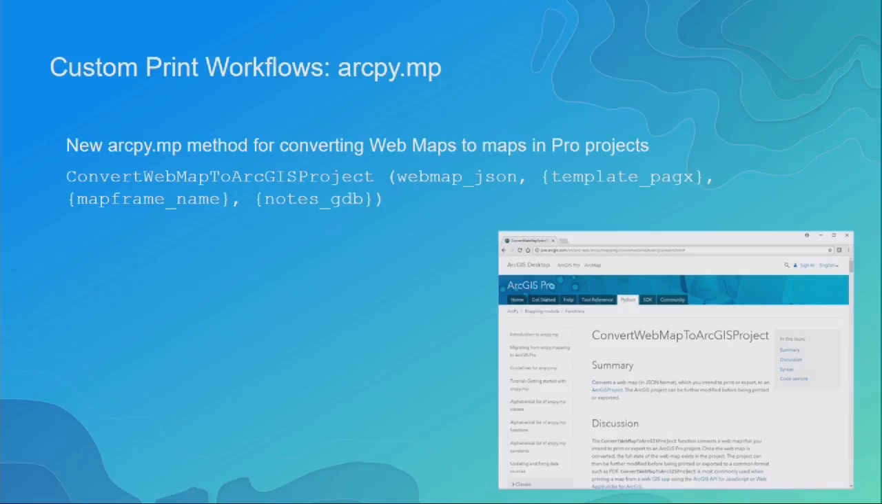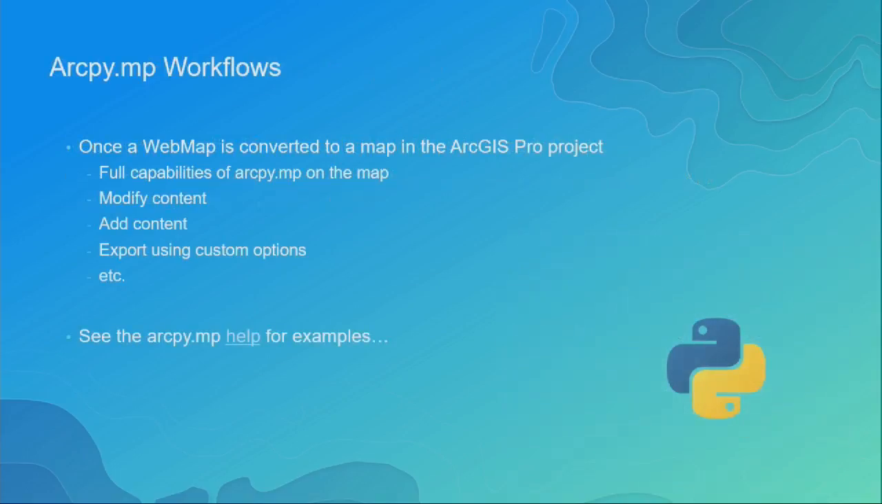The first input parameter is that web map JSON, and then the rest of the parameters are optional. You've got the template, that'd be the name of the PageX template that you want to use. The name of the map frame is optional. And then you can also specify a notes geodatabase. This is essentially where things like graphics in the web map are written to. It'll be done as an in-memory database by default if you don't specify anything, but in some cases you may want to specify a particular file path for that.